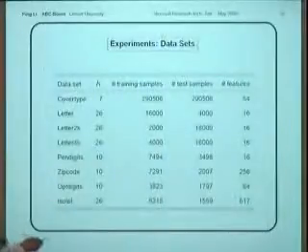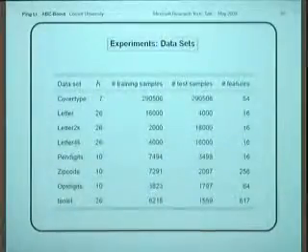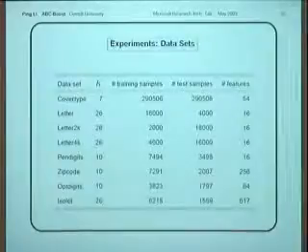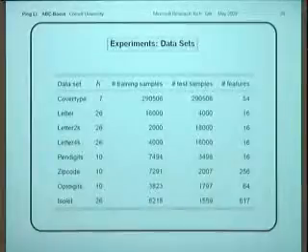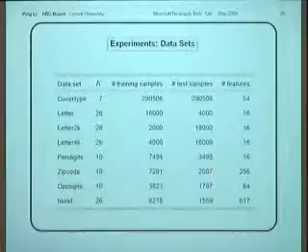For all the rest, we use a very standard partition of training and testing. That's why I get these funny numbers, but those numbers were not specified by me. It's just there. The number of features ranges from 54, 16 to 256, 617.